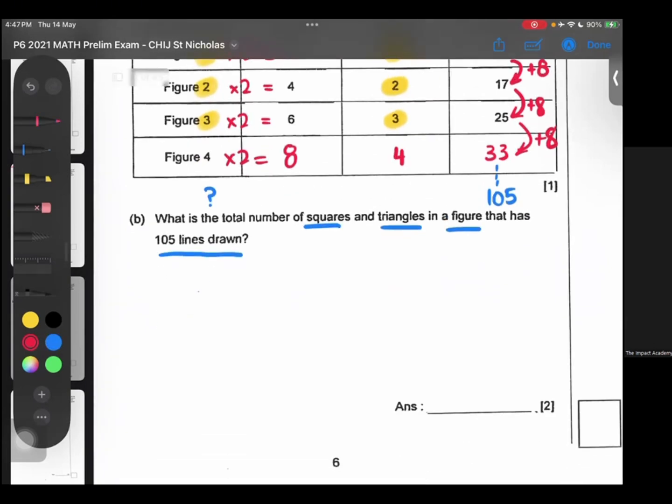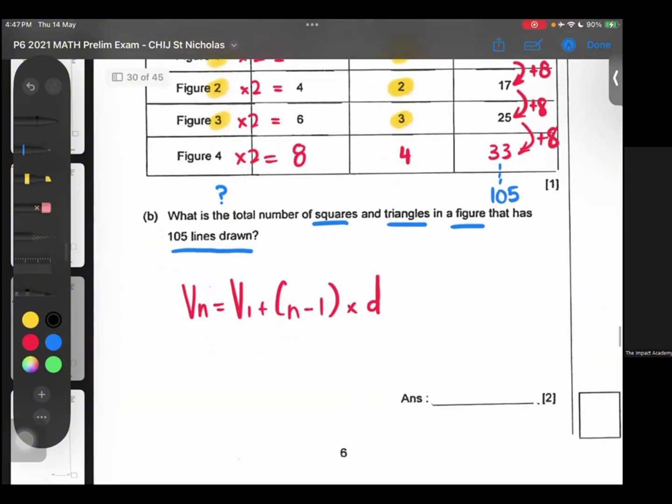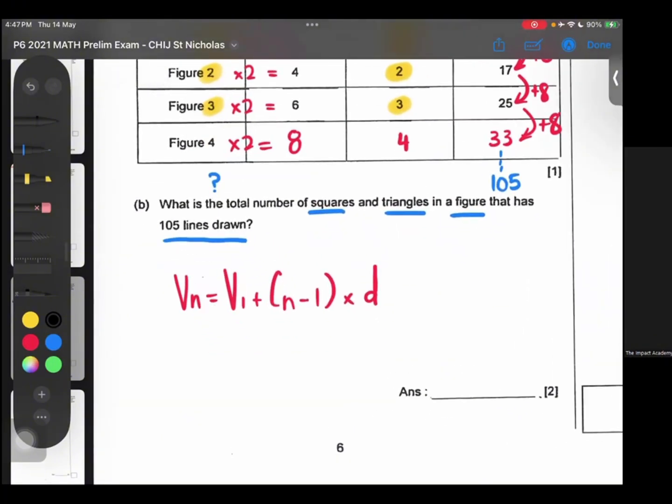The formula goes something like this: Vn equals V1 plus (n minus 1) times d. You can go and watch our conceptual video. I will not really talk too much about this for now. In our conceptual video, you can see what we mean when we say this.